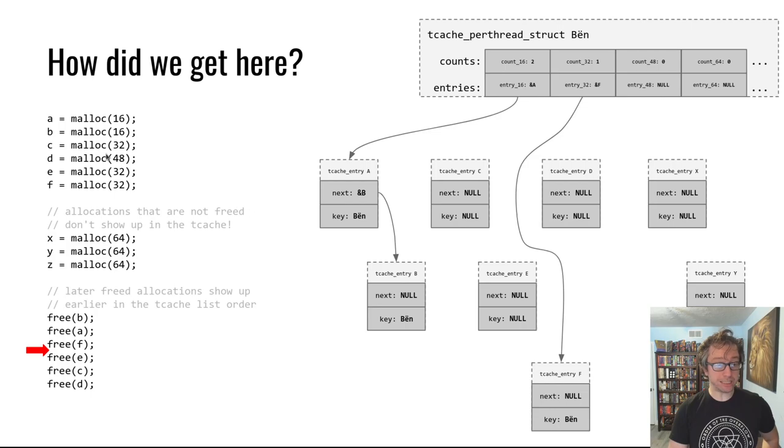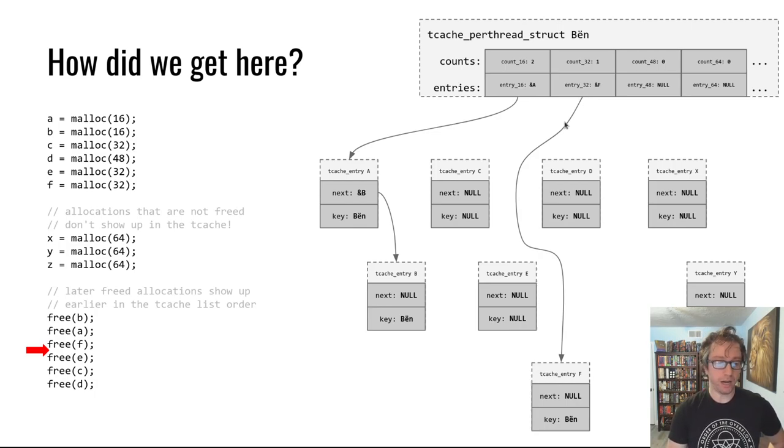F is a little different because F was 32 bytes long. So when we free F, we end up using a different entry, the 32-byte entry, right? Basically, the way we compute the entries, just divide the size by 16. So this is the first one, this is the second one, right? Second entry, same thing as when we put B in there, it's the only thing, so the next is null, the key is the tcache struct, the count for 32 is 1, and the pointer for the 32 is F.